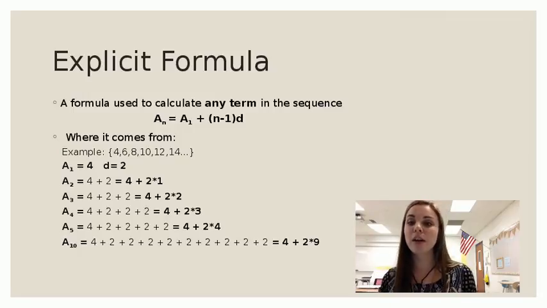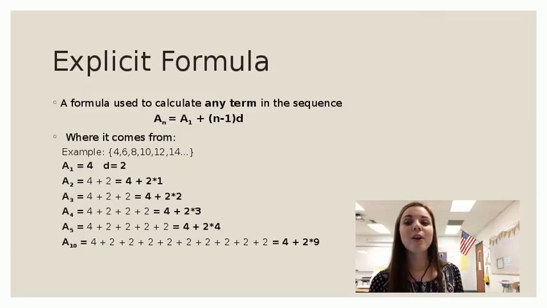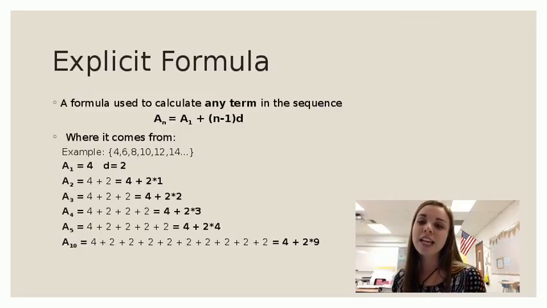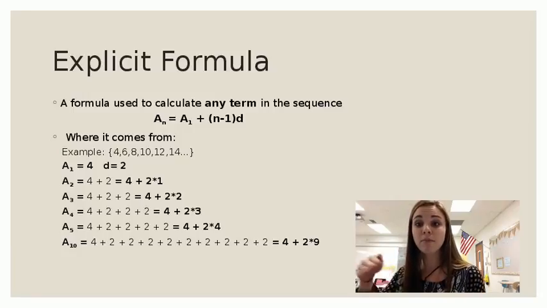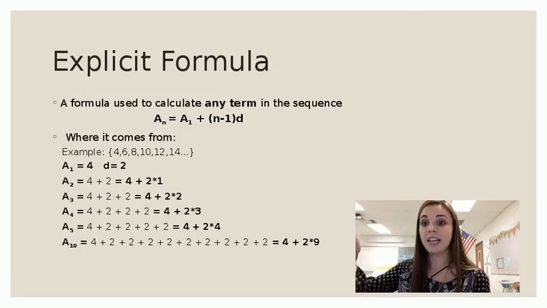So where it comes from, because I know you guys don't just want to trust me about these formulas. We want to know why they happen, right? So I give you the example, 4, 6, 8, 10, 12, 14, ... So it keeps going. We know a sub 1, the first term, is 4. We know that the common difference is 2, because each time, to get from 4 to 6, 6 to 8, 8 to 10, 10 to 12, we go up by 2.